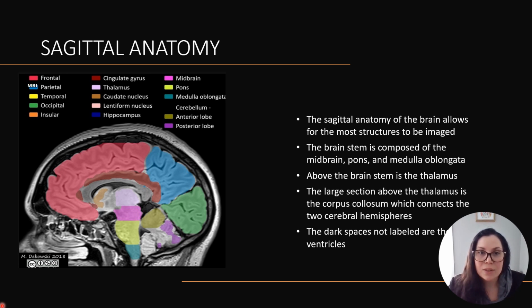Also visualized are the ventricles, which circulate cerebrospinal fluid. Here's that corpus callosum, and this dark area just above this purple thalamus is a ventricle. This dark space back here is also the fourth ventricle.